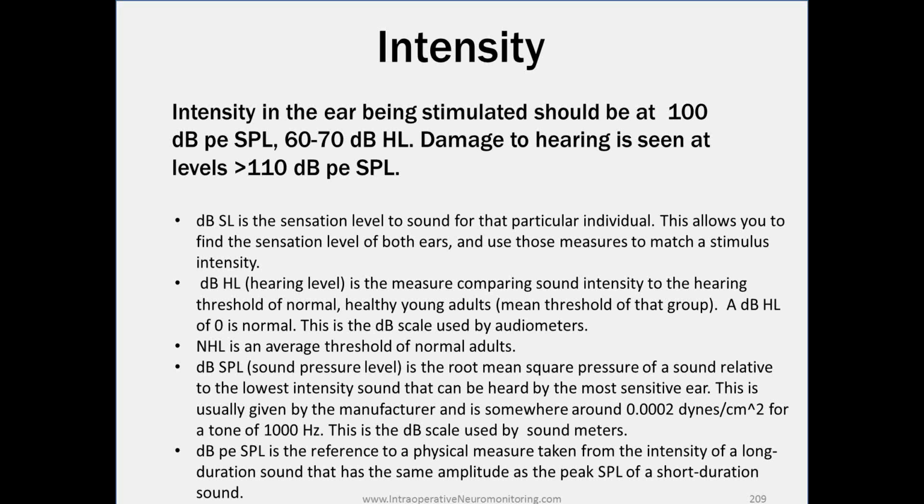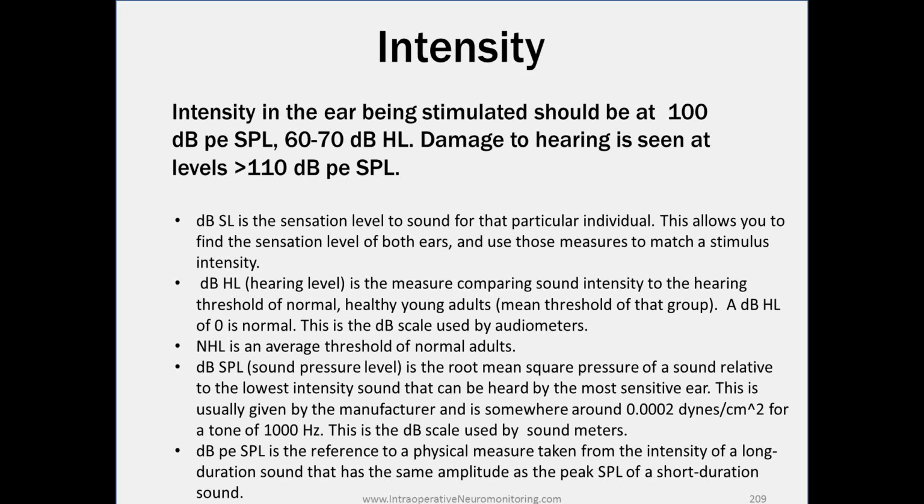Decibel sensation level is the sensation level to sound for a particular individual. This allows you to find the sensation level of both ears and use those measures to match a stimulus intensity. Decibel hearing level is the measure comparing sound intensity to the hearing thresholds of the normal young healthy adult. So it's their sample of young healthy adults. A decibel hearing level of 0 is normal. This is the decibel scale used by audiometers. Normal hearing level is the average threshold of the normal adult. This is the one we use.